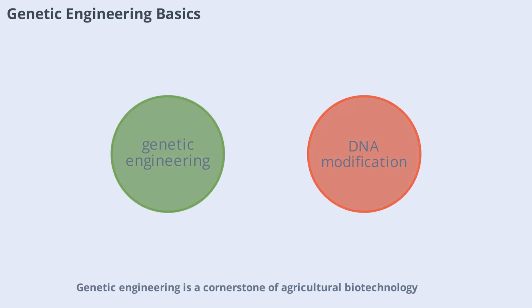Genetic engineering is a cornerstone of agricultural biotechnology. It involves altering the DNA of plants or animals to introduce desirable traits, such as pest resistance or drought tolerance. Scientists use precise tools to insert, delete, or modify genes, creating organisms with improved characteristics. This technology allows for faster and more targeted improvements compared to traditional breeding. Genetic engineering has led to the development of crops that can withstand harsh conditions, helping farmers adapt to changing environments and meet global food demands.